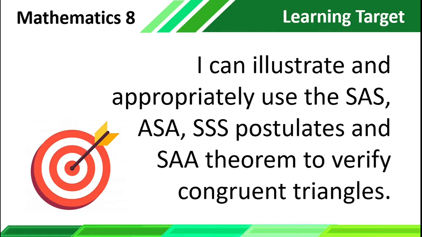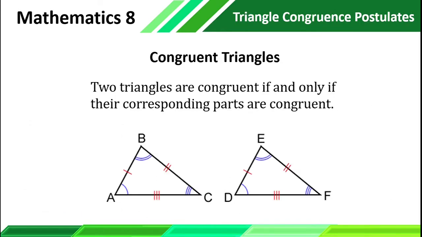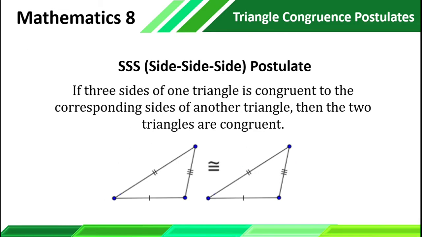In today's learning target, you should be able to illustrate and appropriately use the SAS, ASA, SSS postulates, and the SAA theorem to verify congruent triangles. What do we mean by congruent triangles? Two triangles are congruent if and only if their corresponding parts are congruent. I've already discussed this in our previous video playback.